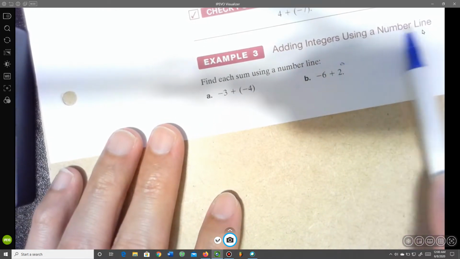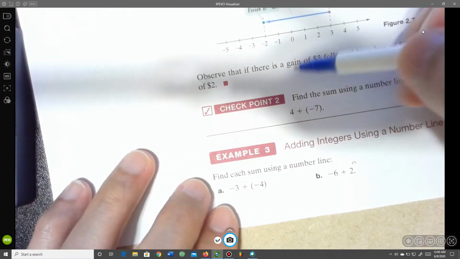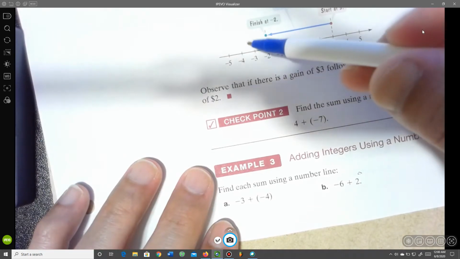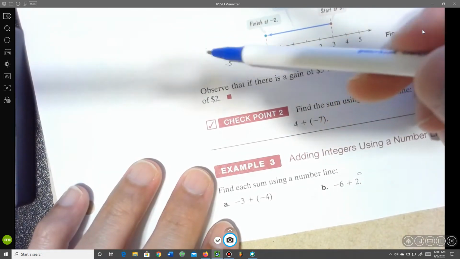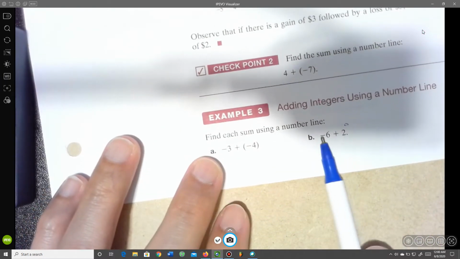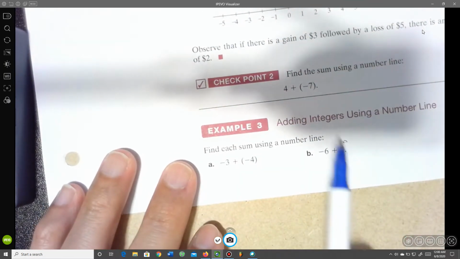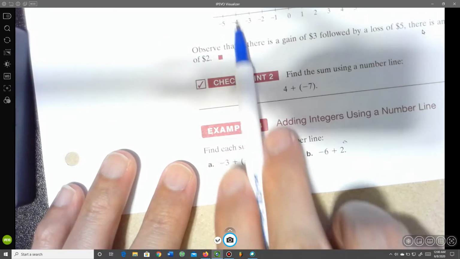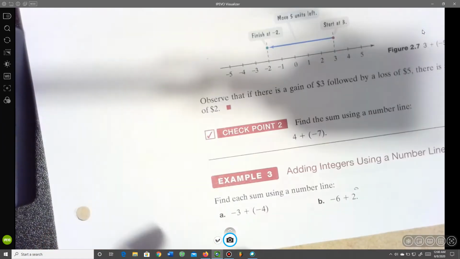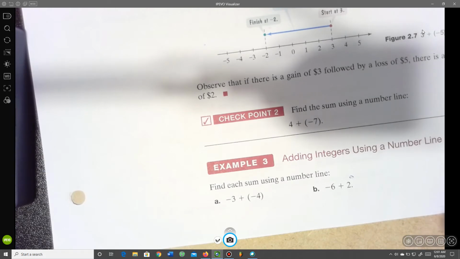Adding integers using a number line, okay? Negative 3 plus a negative 4. Negative 3, 1, 2, 3, plus a negative 4, 1, 2, 3, 4. That's good. You're gonna end up at negative 7 over here, okay? And negative 6, 1, 2, 3, 4, 5, 6. Plus 2. You move to the right, 1, 2. You end up on negative 4, okay? And that should be the answer, negative 4. So that's the way you do it on a number line, okay?